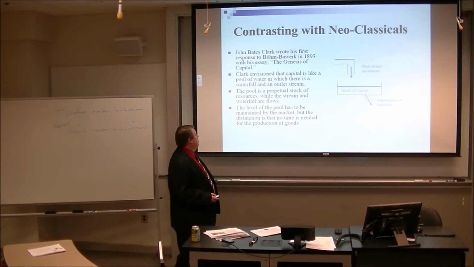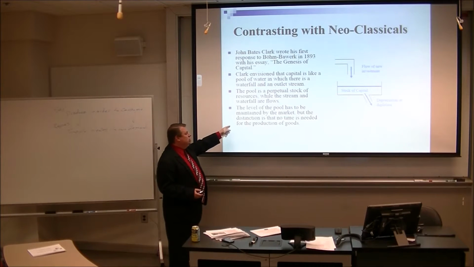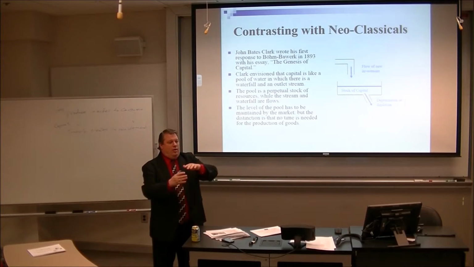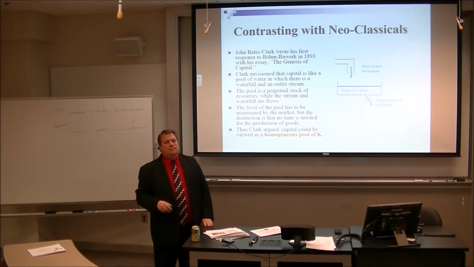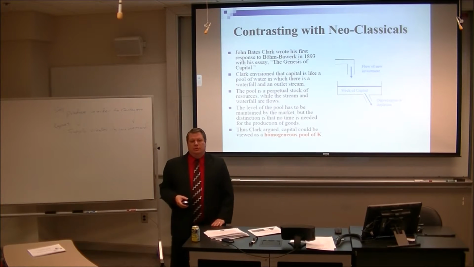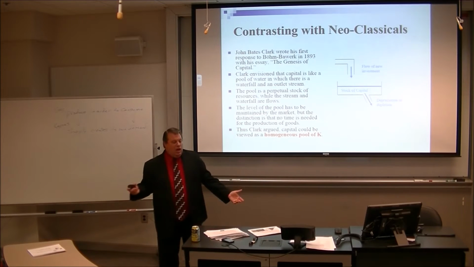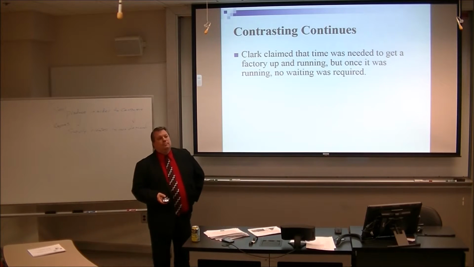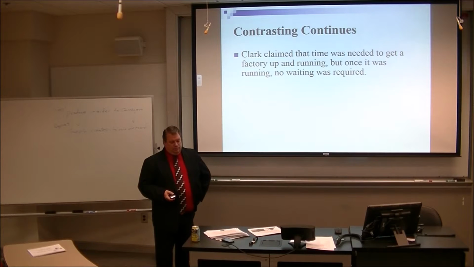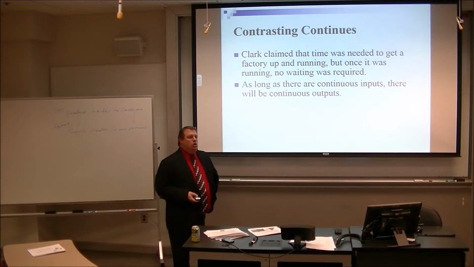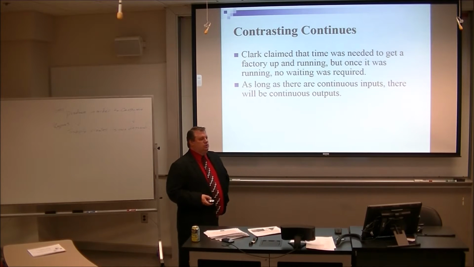So the level of the pool has to be maintained by the market. But the distinction, and this is important, is that there is no time needed for the production of goods, because all that matters is the height of the water. Thus Clark argued that capital could simply be viewed as a homogeneous pool of K, a big pool of K. So Clark claimed that time was needed to get a factory up and running, but once it was up and running, there's no more waiting required. You didn't have to wait anymore. As long as there are continuous inputs, we get continuous outputs.